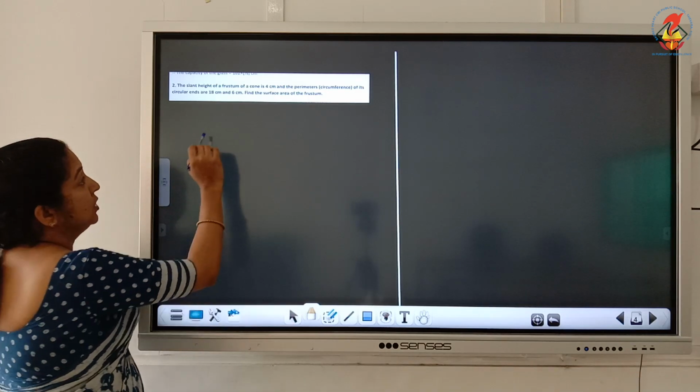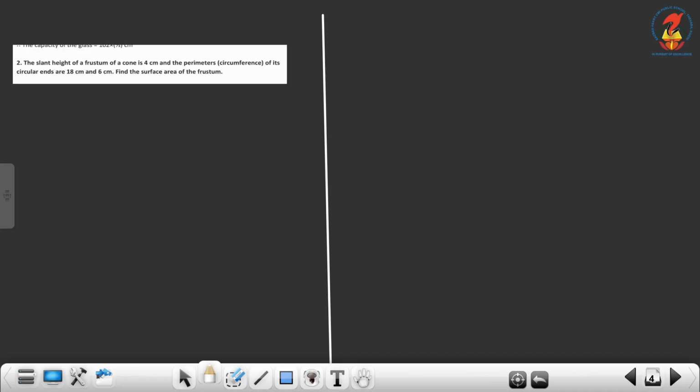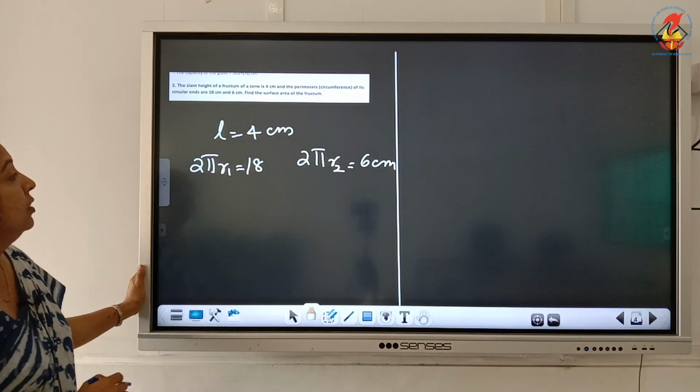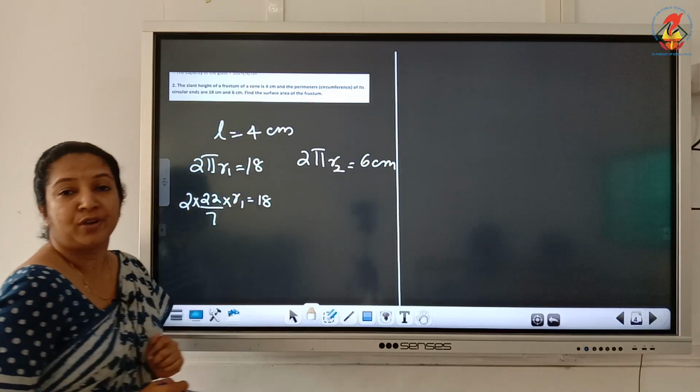Okay. So what is given? Slant height is given. L is equal to 4 centimeters and 2 pi R1 is given and 2 pi R2 is given. So 2 pi R1 we can take it as 18 centimeter and this we can take as 6 centimeter. So 2 into 22 by 7 into R1 is equal to 18. We can find R1 from this and R2 from this.